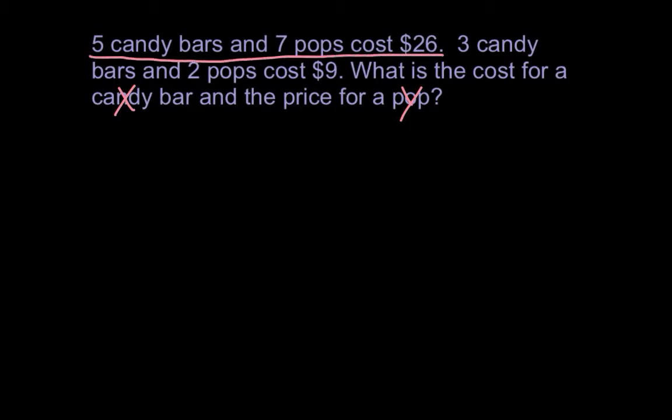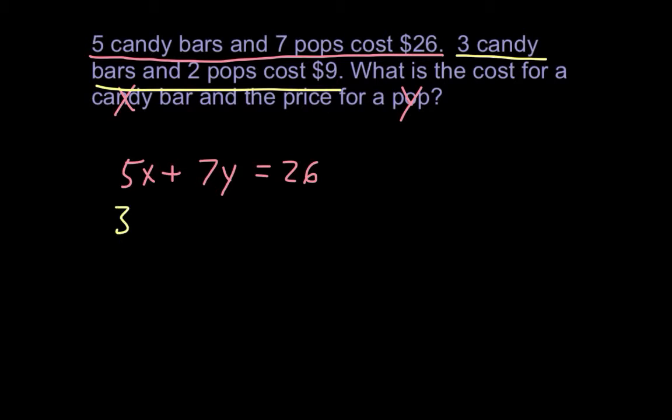So 5 candy bars, well if each candy bar costs x, 5 times x is going to give me the total cost for candy bars. 7 pops, so if y is the cost for 1 pop, 7y is going to give me the total cost for 7 pops. To combine those, we'd add them together, and that should give us $26. Now for that second one, we could say 3 candy bars and 2 pops cost $9. So if x is the cost for a candy bar, I could say 3x plus 2 pops, well that's going to be 2 times y, and we have $9.